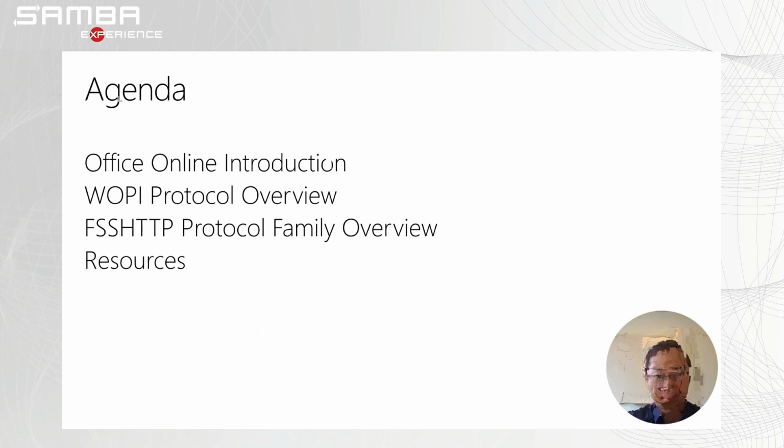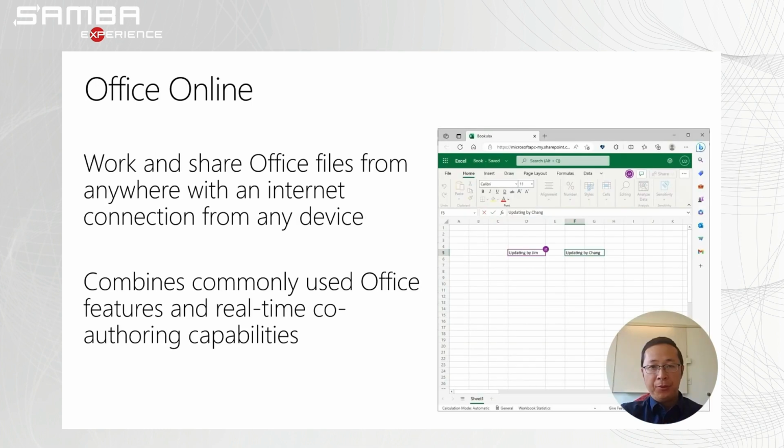From the name, you will be able to know that Office Online is basically the online version of the Office product, right? And today the world is a cloud-based world. With Office Online, we put the Office files into the cloud storage, and we are able to access them from any device as long as you have an internet connection.